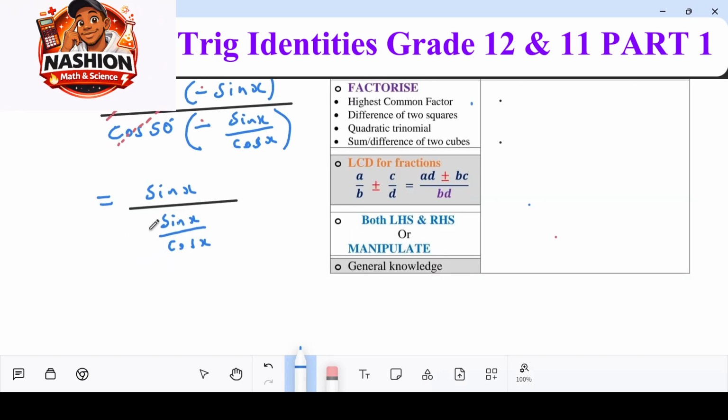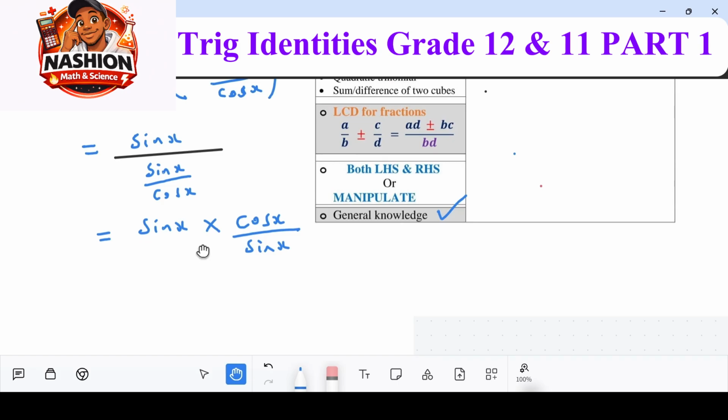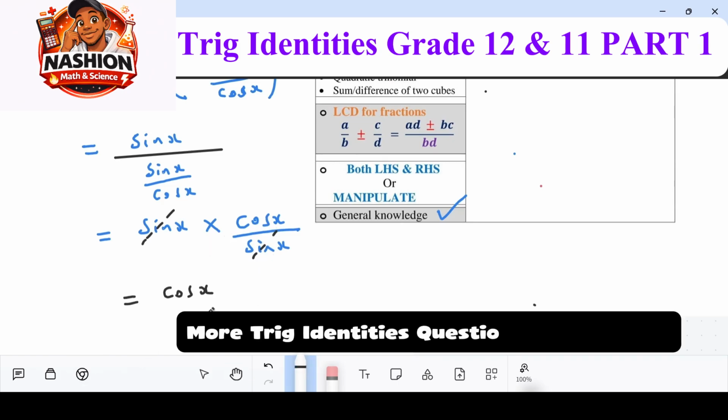So this is already looking weird because we have so many fractions. But hey, in maths, what does our general knowledge say? The general knowledge says when we have so many fractions like this, the main fraction, which is this one here, the black line, we are going to change it into multiplication. Then after that, we switch the denominator. That division line here will become times. Sine over cos will become cos over sine. So we have sine x times cos x over sine x. Cancel. And we are left with cos x and checkmate.